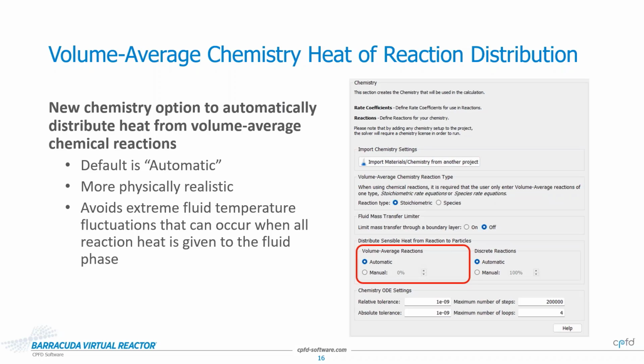It will help to avoid extreme fluid temperature fluctuations. In previous versions, the default was that all of the heat should go to the fluid phase, and then it had to transfer to the particle phase through convection. But now it doesn't have to do that. Some portion of it will automatically be distributed to the particles, another portion automatically distributed to the fluid, and hopefully this will make these sorts of simulations a little bit easier to run and more robust.